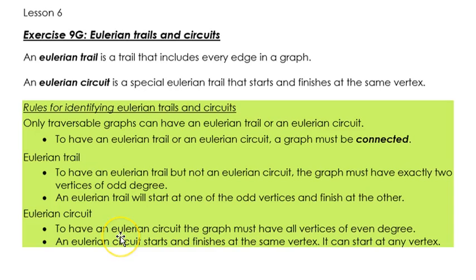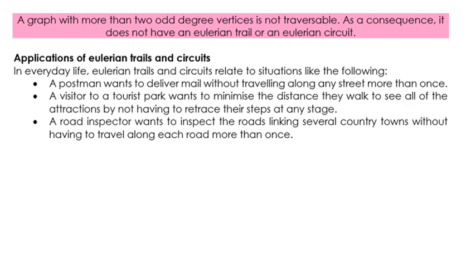For the Euler circuit, you can start anywhere and you'll be able to finish at that same location. The key difference is that a trail finishes at a different location to what it starts at, and a circuit starts and finishes at the same spot. So our overarching idea up here in the pink is that a graph with more than two odd degree vertices is not traversable, and as a consequence, it cannot have an Euler trail or circuit. So we're either looking for all even or exactly two odd.